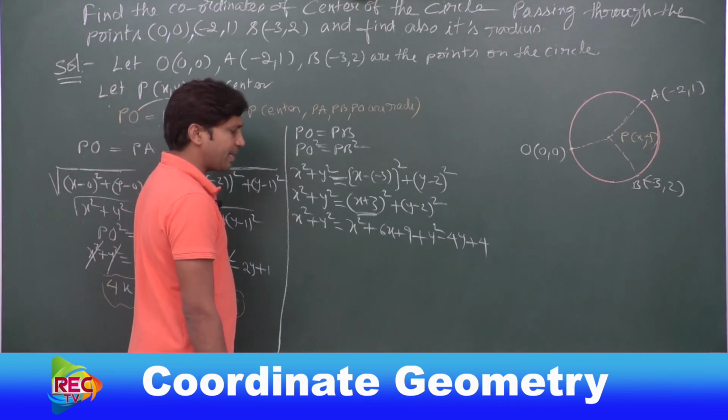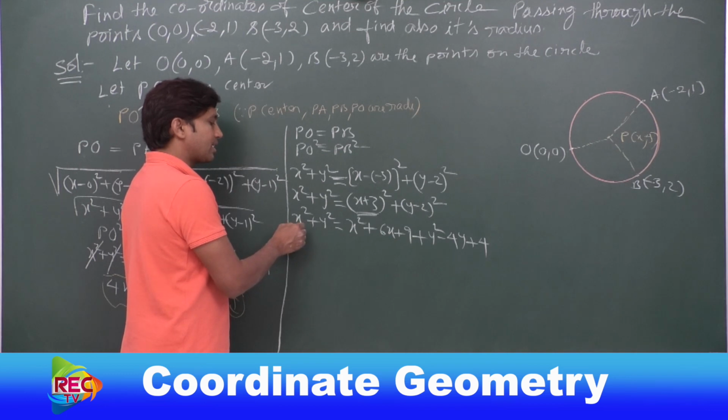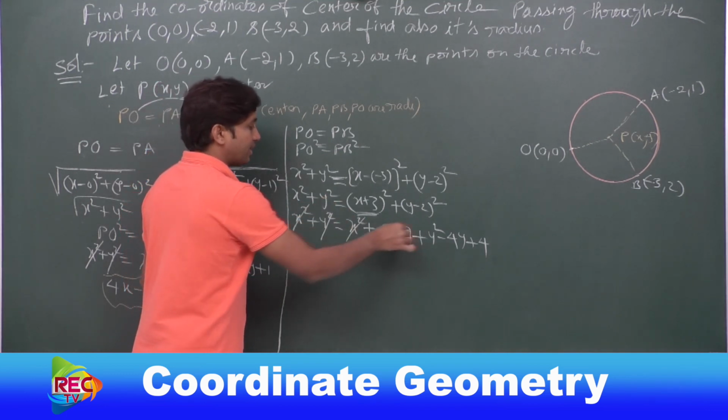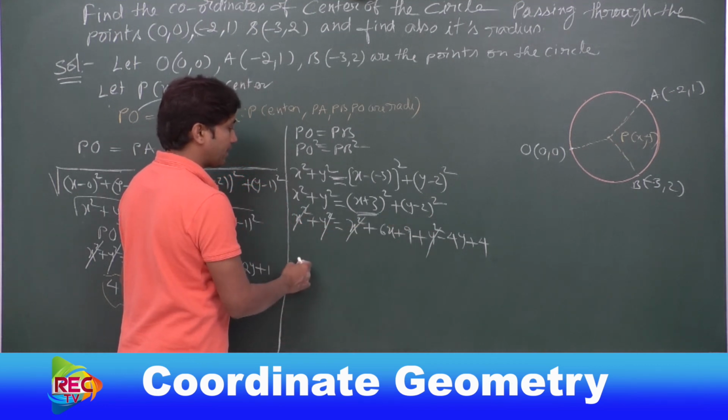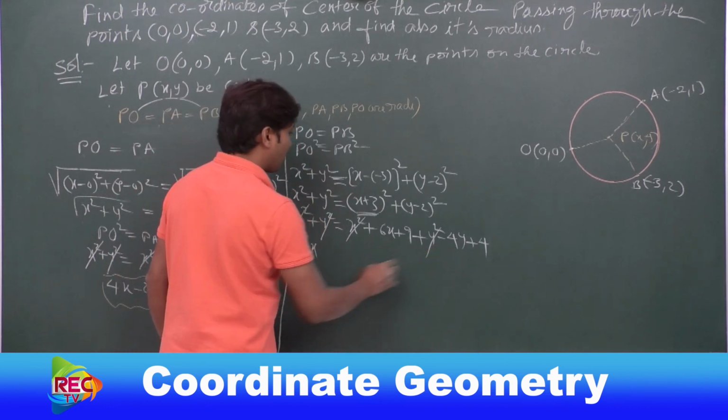Again we got the same terms with the same signs on both sides of the equation, so cancel them: x square with the plus symbol and y square with the plus symbol. So what is left over there? 6x, minus 4y.